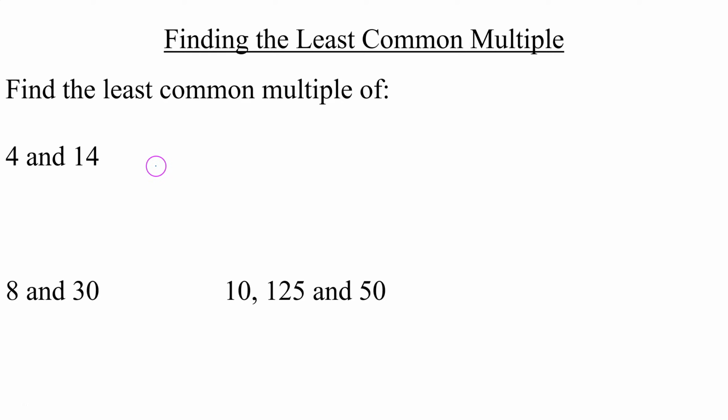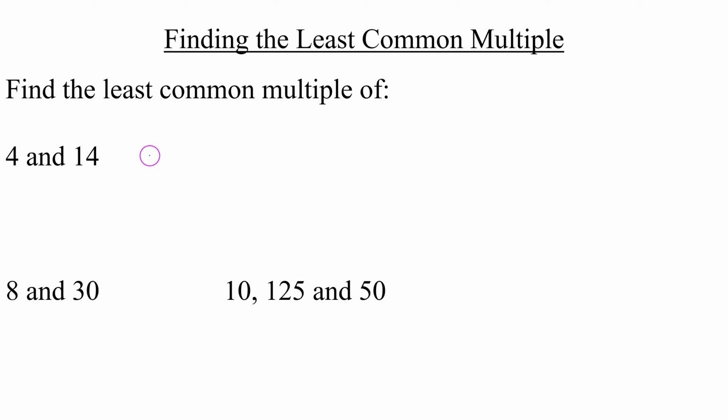In this video, we're going to look at finding the least common multiple of two or more numbers. So all that a least common multiple is, is the smallest number that is a multiple of each number. So let's make a table to figure out what this really means.